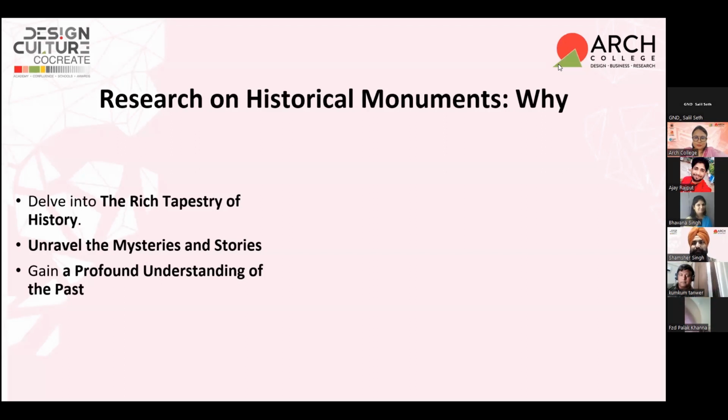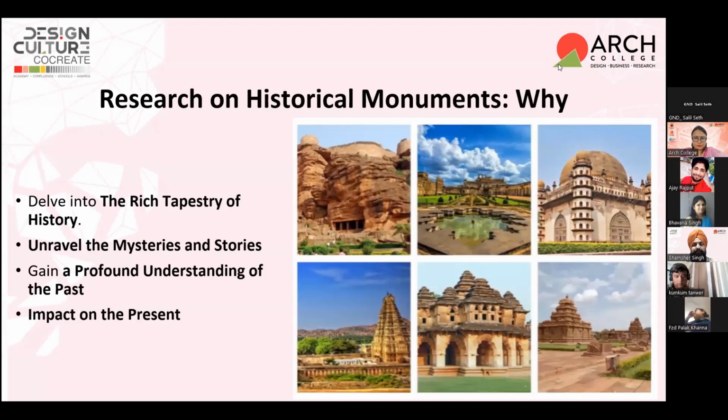very enthusiastic participants. So a profound understanding of the past is another advantage that we get when we research the monuments, and obviously there is the impact on the present. As you can see, we are a very old and very proud civilization, and we have a lot of monuments. Each monument tells its own story. So we need to explore that to the maximum extent, and how we are going to do that, we will try to address through this presentation.